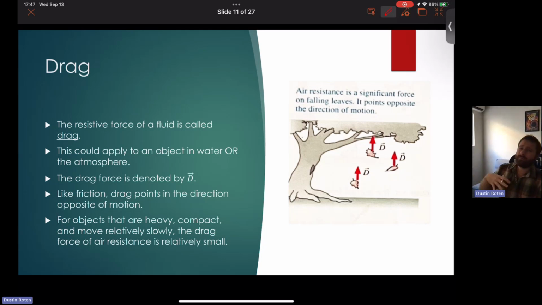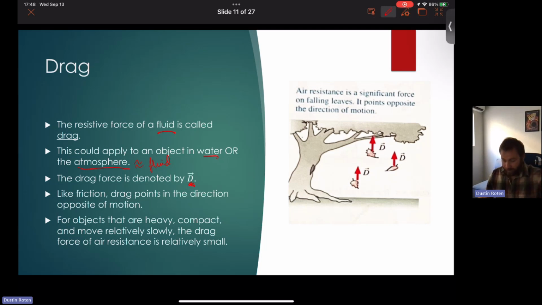All right, with drag, we probably won't do a lot of drag. I do like to incorporate one or two problems on problem sets that do include drag, just because it gets really fun mathematically. So this is essentially the resistive force in a fluid, and it's just called drag. So this can be an object moving through water or the atmosphere. It turns out that the atmosphere you can at least model or approximate as a fluid. So when we talk about drag, it can be a boat in water or it can be in the atmosphere. So the drag force is denoted by capital D. And like friction, it points in the direction opposite of motion. Okay, so you can just think about drag being friction that's not on the ground.